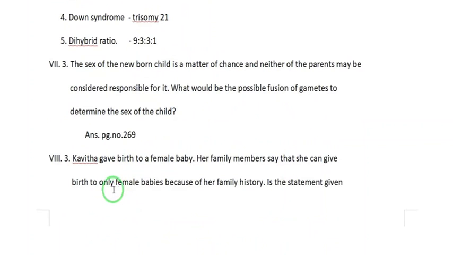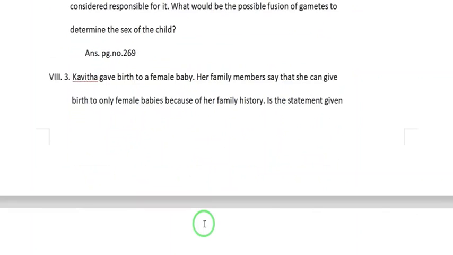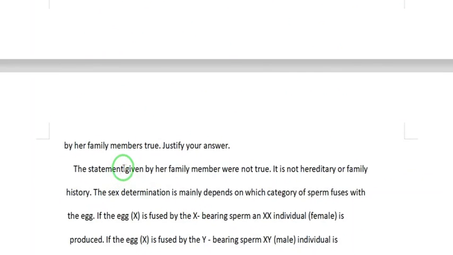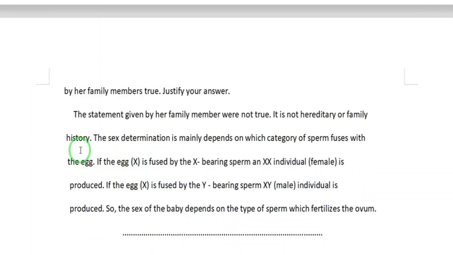Then Roman number 8. Question number 3. Kavita gave birth to a female baby. Her family members say that she can give birth to only female babies because of her family history. Is the statement given by her family members true? Justify your answer. The statement given by her family members was not true.